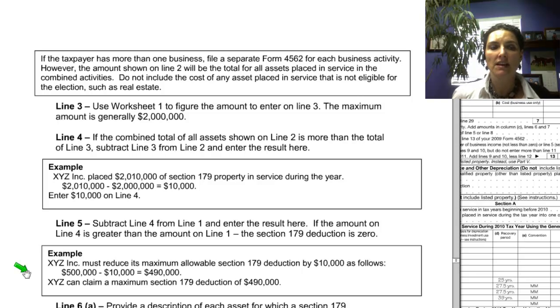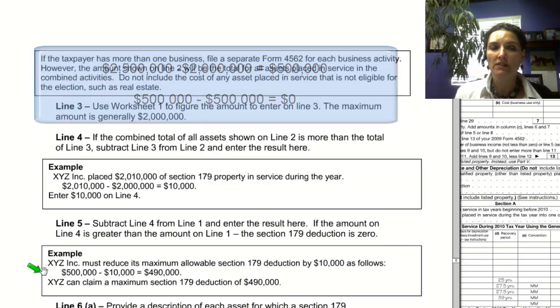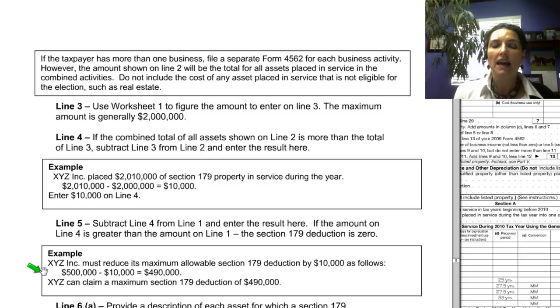Well, let's just stretch this out a little and suppose that the amount placed in service during the year was $2,500,000. Then $2,500,000 minus $2 million would be $500,000. And $500,000 minus $500,000 would be zero. And in that situation, the deduction under Section 179 would be zero. So that's how that phase-out works. It starts at $2 million, and by the time you get to $2,500,000, your Section 179 deduction has phased away.